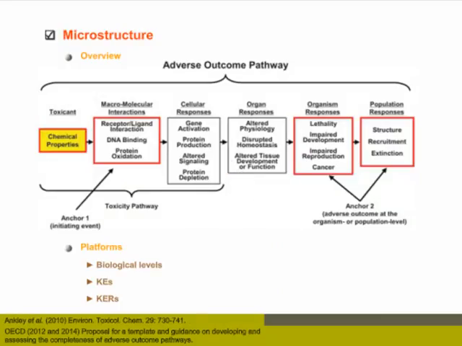If you then have a closer look at the AOP, the microstructure, you can see that all of these key events, all of these information blocks, are located at different levels of biological information, which is fully in line with the definition of an AOP discussed a couple of slides ago. For example, you can have effects at the cellular level, like gene activation, at the organ level, like altered physiology, at the organism level, like impaired development, and in the most extreme cases, which mainly apply to ecotoxicological AOPs, effects at the population level, like extinction of entire species.